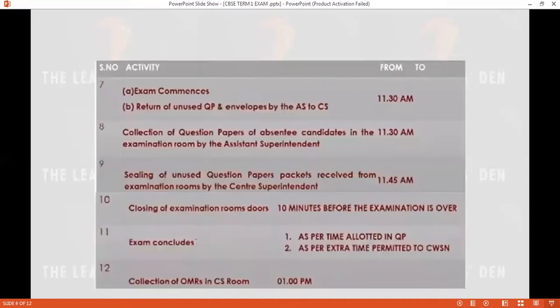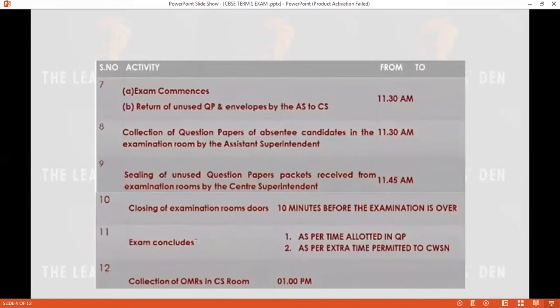The examination will start at 11:30 a.m. That is the time when you can start writing in your OMR sheets and marking the answers. And as the exam starts, the return of unused question paper and envelopes will also take place. Then the collection of question papers of absentee candidates in the examination room will be done by 11:30 a.m. and they will be sealed and returned to the center superintendent.